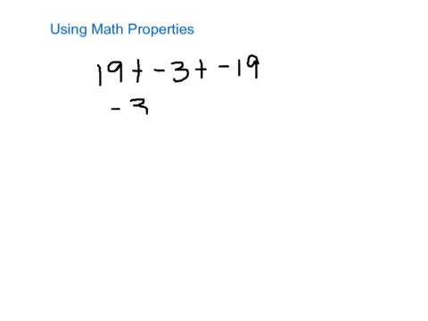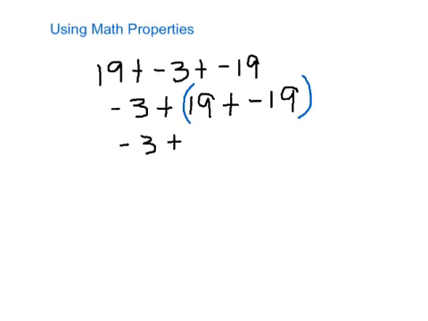So if I put those two numbers next to each other using the commutative property, and then I use the associative property to group these two, I want to add them together so that I can get 0, it leaves me with a very easy problem of negative 3 plus 0. And using the identity property of addition, where adding 0 to anything does not change it, I know that my answer is negative 3.